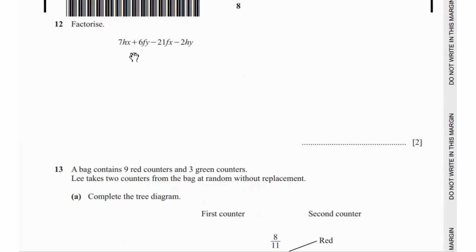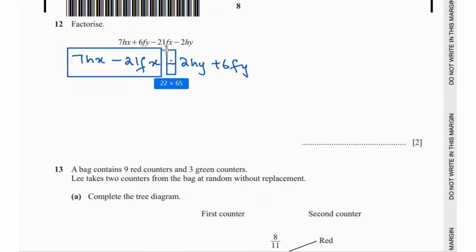Then we have to factorize 7hx plus 6fy minus 21fx minus 2hy. So first I'm going to rearrange the terms. I'm going to write 7hx minus 21fx, then minus 2hy plus 6fy. Now I'm going to use factor by grouping. The first two terms make one group and the last two terms make another group.